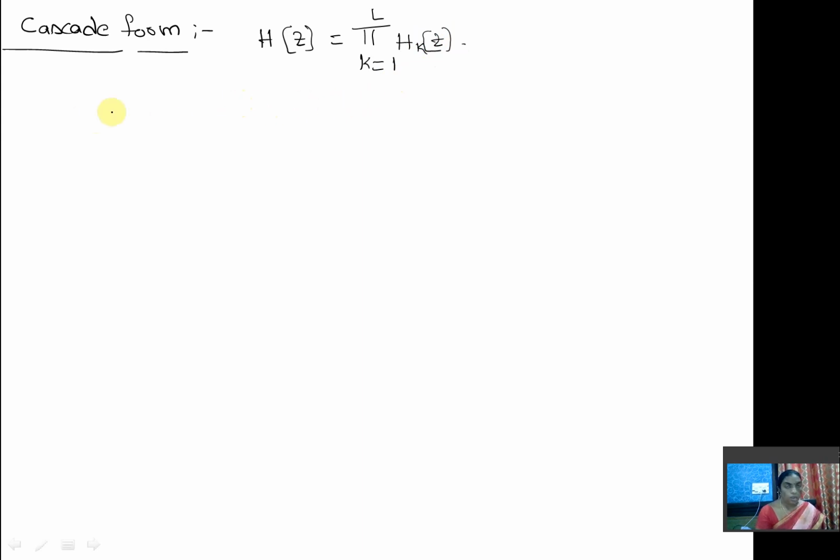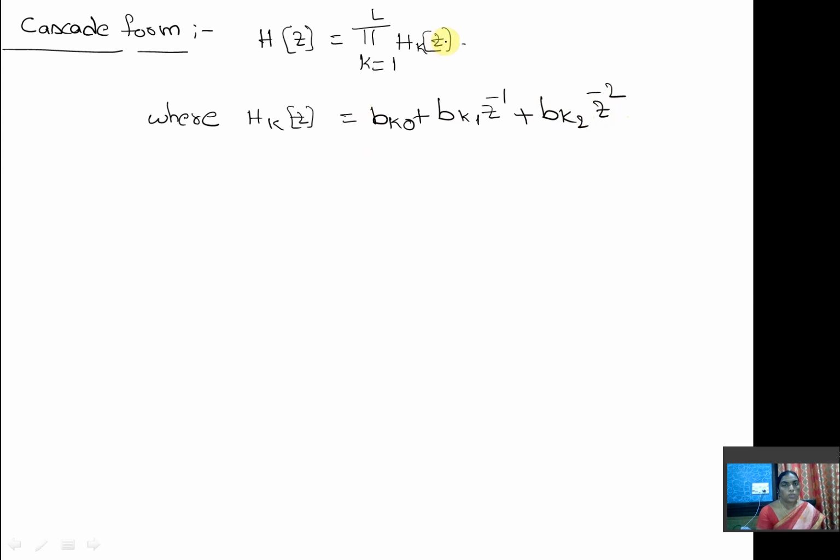Then here H k of z is nothing but, if it is a second order form, a second order transfer function. So consider it like this: b k0 plus coefficient b k1 z power minus 1 plus b k2 z power minus 2.